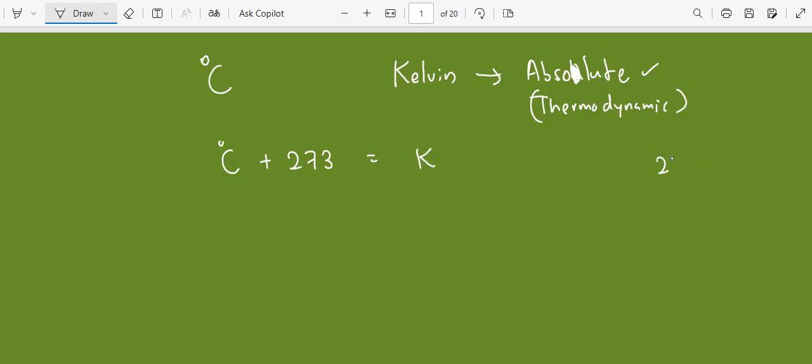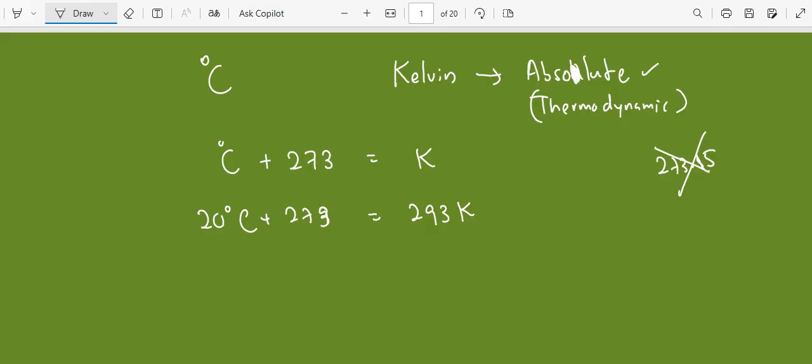Now actually it is 273.15 in a real situation, but we don't use the 0.15 value. We just add 273. So if you have a Celsius temperature of, let's say, 20 Celsius, we can convert this into Kelvin by adding 273. That means 293 Kelvin. Clear?